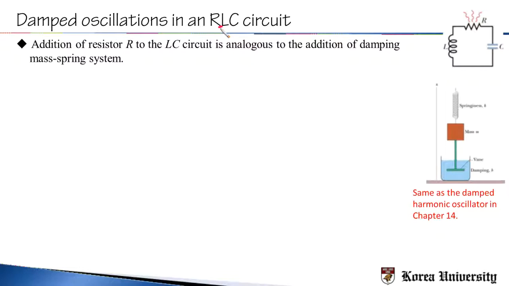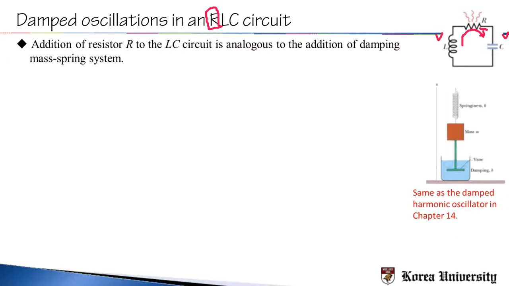And now this time we will add this resistor to the LC circuit. So this is an RLC circuit. Okay, so just like this, we have an inductor, capacitor, now a resistor. So what is going to happen when we have this resistor in the LC circuit? Of course, when the current flows through this resistor, this will generate heat, right? So therefore, the energy will be lost in the form of thermal energy.